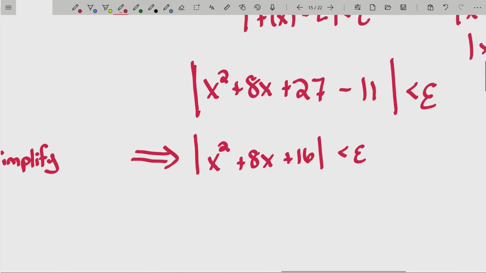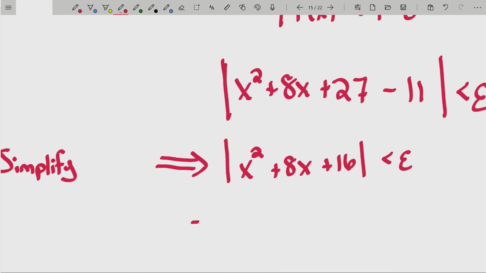Well, I know I can get an x plus 4 here by factoring. So this will imply, again, we're just factoring.